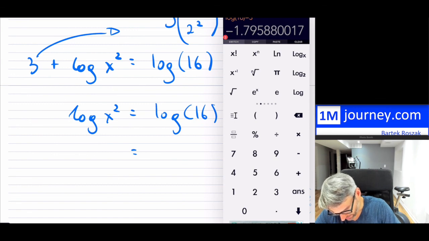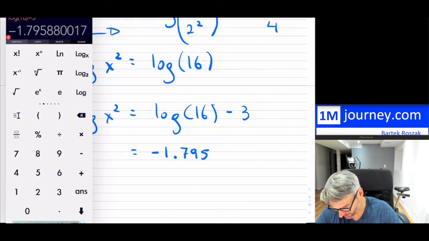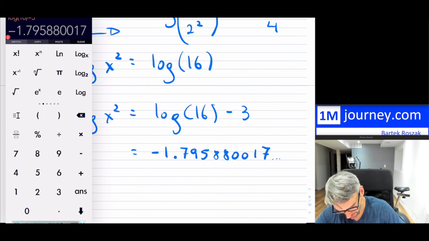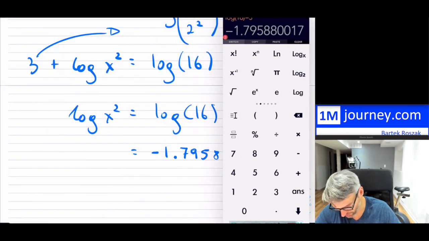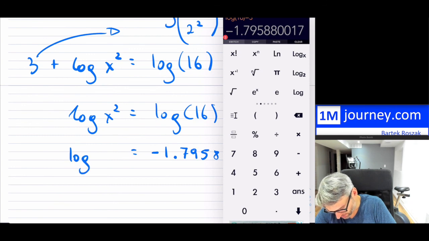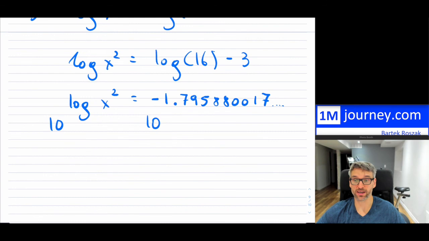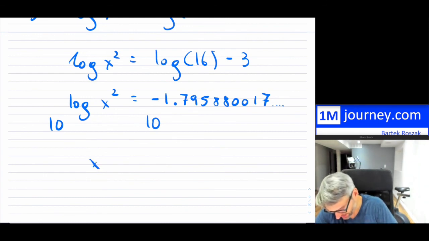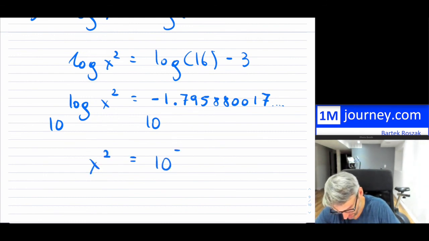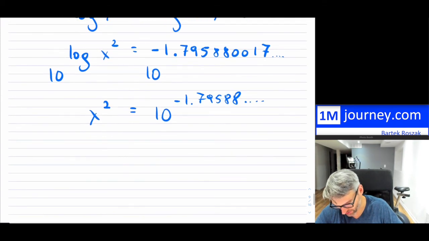It's actually some negative answer here. We're going to have negative 1.79. I'm going to keep all of the digits. I don't want to round these off because this is not the final answer. This probably might still continue, but I guess this many decimals should be enough. So that's going to be log x squared. Now I'm going to raise everything to the base 10, which is going to bring down the x squared. So it's going to be 10 to the negative 1.79588 and so on. That's just a number.